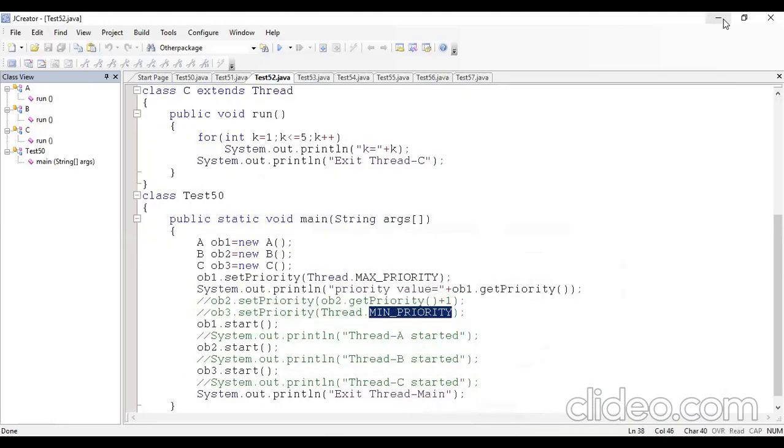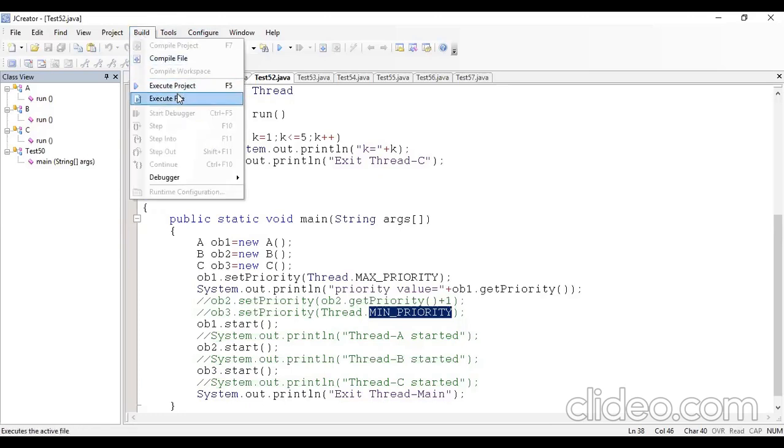But yes, in some machines you can get the effect of these priority values. Maybe in your machine you may get the effect, but in my machine, when I'm executing the program, I'm not getting any effect, because I have set the priority value of thread A as max priority. So according to the rule, it should be executed first, then the next thread needs to be executed. But it is not happening in the output.